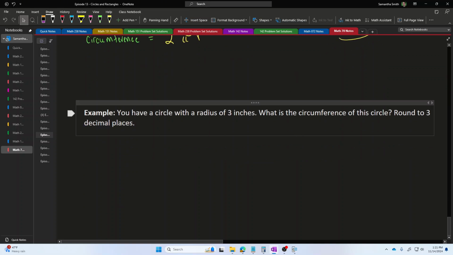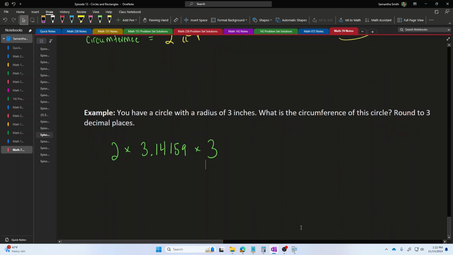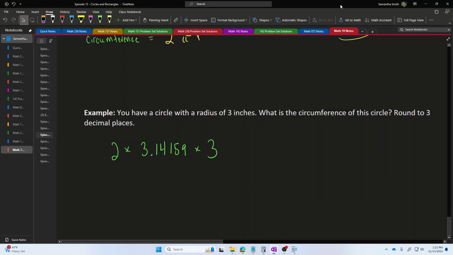To find the circumference, to find the outside of the circle, I could use this formula 2 times pi times r, where I can fill in the pi with a nice large value of pi with lots of decimal places. And I can plug in the radius with the specific value of 3 that I found was given in the problem. And so if I do 2 times pi times 3, then I get 18.84954.